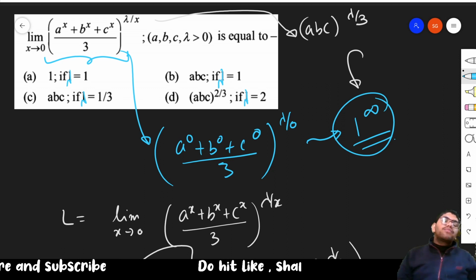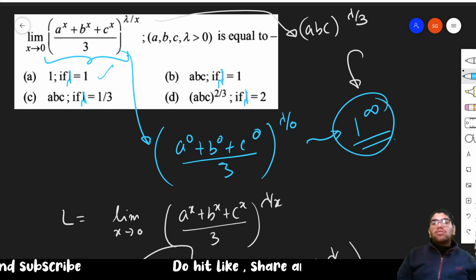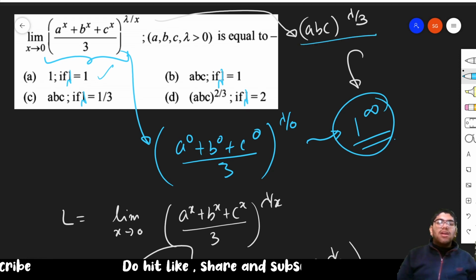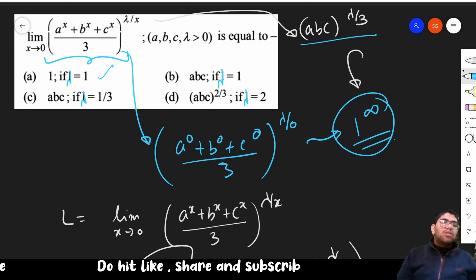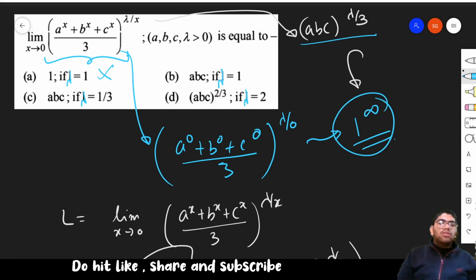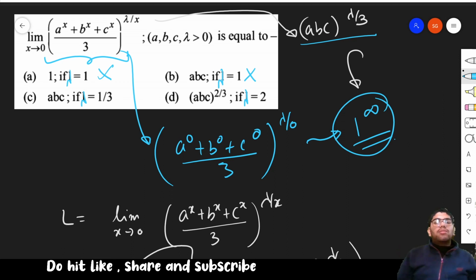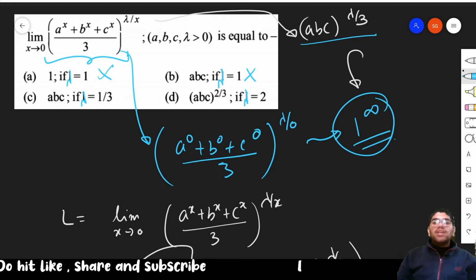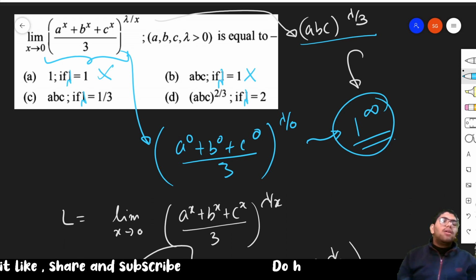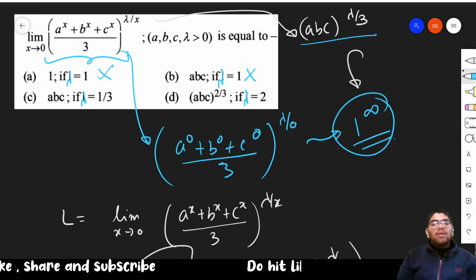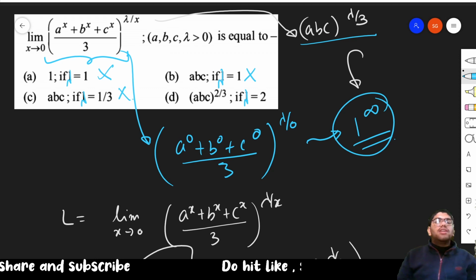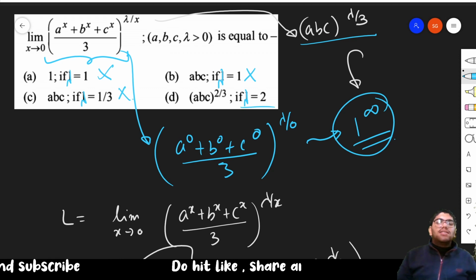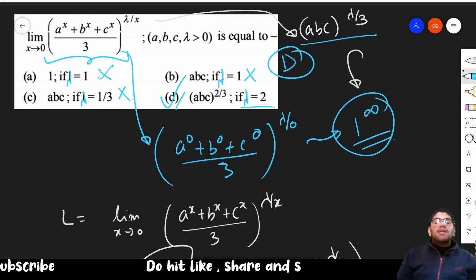Okay. So if lambda is 1, this is ABC power 1 by 3. This is not equal to ABC, neither is it equal to 1. So the A option and the B option are eliminated. If lambda is 1 by 3, this must be ABC power 1 by 9, but actually it is giving ABC. So this is also incorrect. And of course, if lambda is equal to 2, I can calculate that it is ABC power 2 by 3. So D is the correct answer.